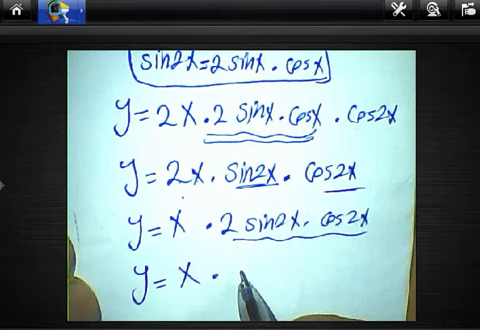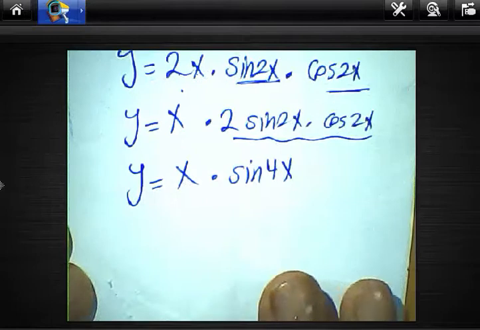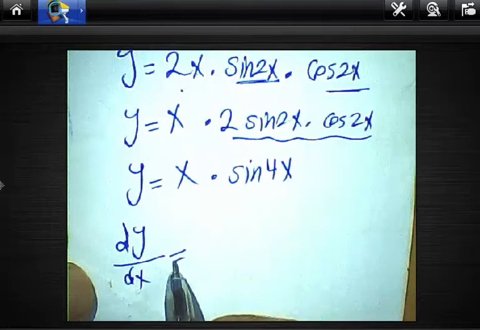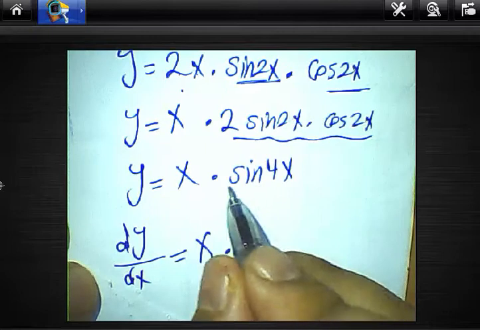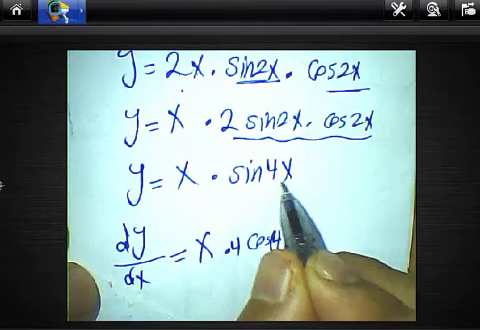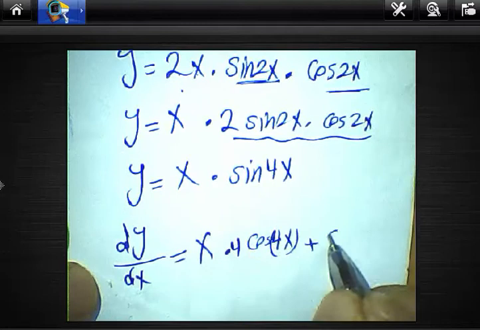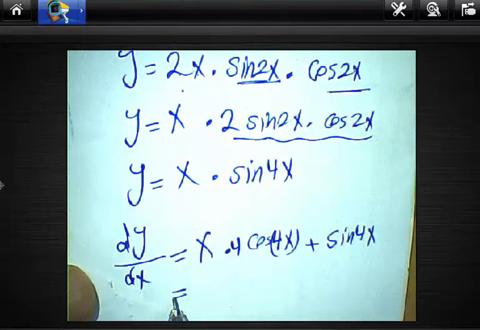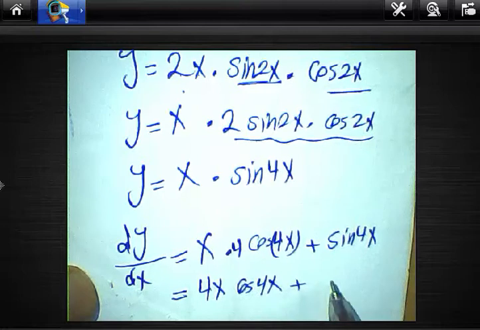It will be sine 4x, and then we can find the derivative about multiplication of two terms, dy over dx. We can write the derivative about first multiply second, plus first multiply the derivative about second. The derivative about second here will be cosine 4x multiply by 4, the derivative about this angle, and then we can write plus the second here, sine 4x, multiplied by the derivative of x, which will be 1. So the result will be 4x cosine 4x plus sine 4x.